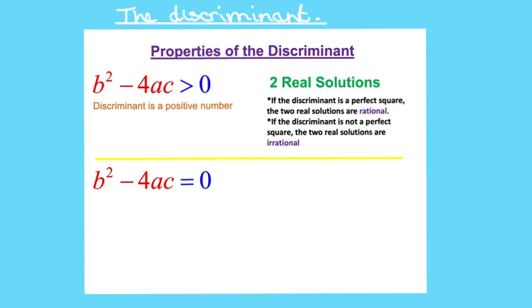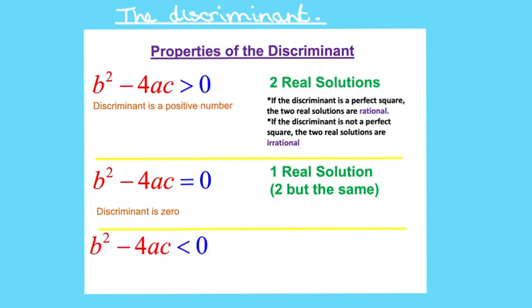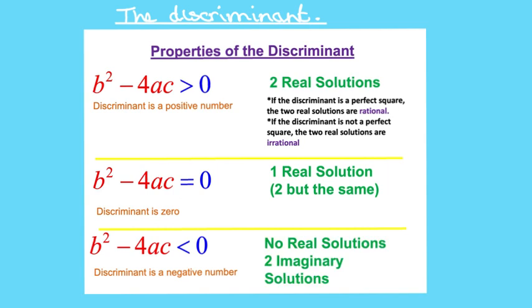If b squared minus 4ac equals 0, you will have one real solution. In fact, there are two, but they are the same. If b squared minus 4ac is less than 0, in other words, the discriminant is a negative number, there are no real solutions or two imaginary solutions.